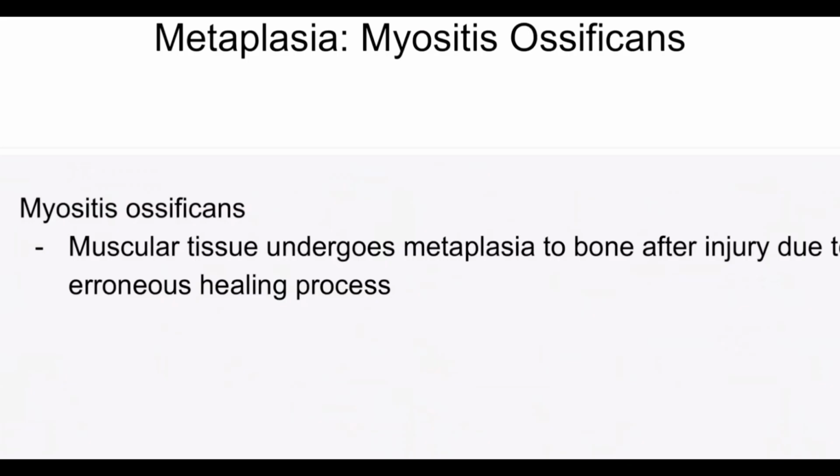The last example of metaplasia we'll discuss is myositis ossificans. This is a metaplasia of connective tissue. So in this type of metaplasia, muscular tissue undergoes metaplasia to become bone, and this usually occurs after injury as part of an erroneous healing process.